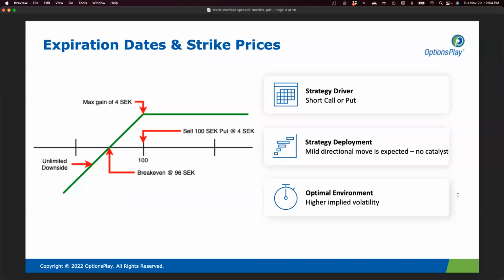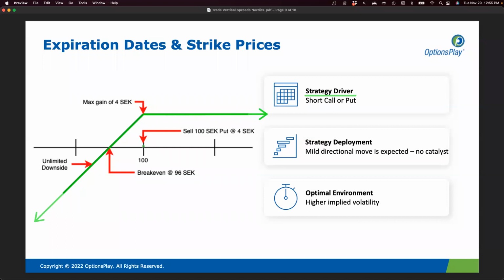Perfect. Okay, so let's take a look at our next vertical spread strategy, which is credit spreads. A credit spread is the mirror image of a debit spread, where the strategy driver, like we said before, each complex strategy has a main driver. In this particular case, the strategy driver is a short call or put.